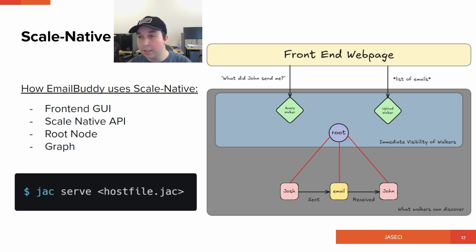Through this, we can just call jac serve and then the name of your file. For Email Buddy, it's server.jac. It's totally customizable to what you need, but think of this as almost creating your own API server through the walkers you just created. It gives you a lot more flexibility to have that front-end web page interact with your back end without the headache of building the API back end yourself.